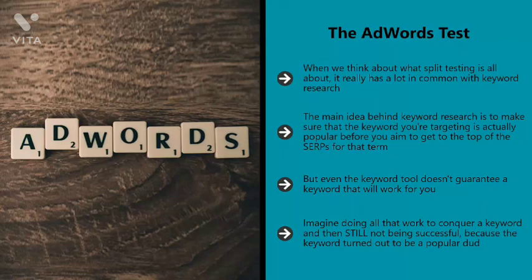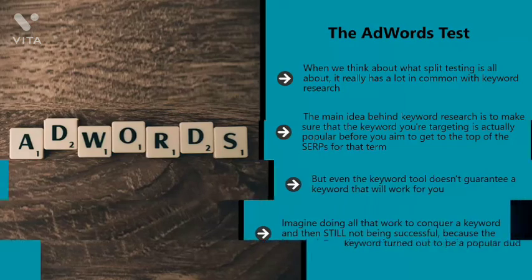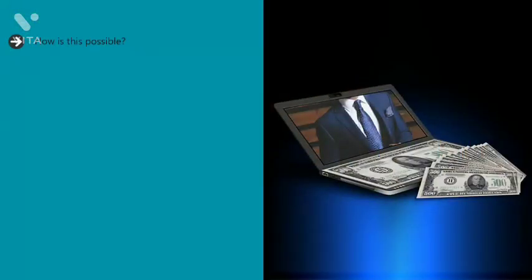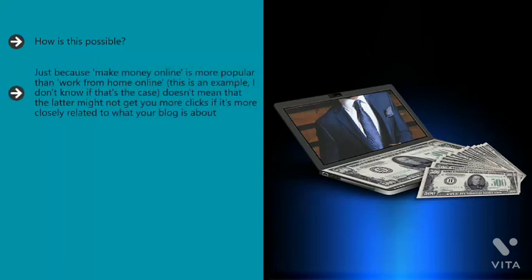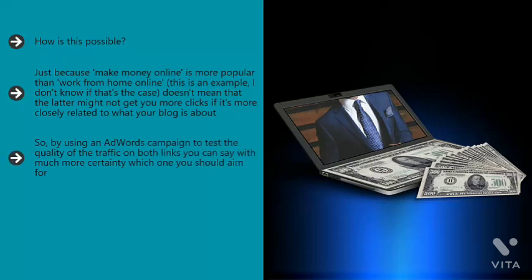So instead, why not try spending a week at the top of a few and then choose the best one? How is this possible? Simple. By using AdWords to be the sponsored link on a few different search terms and to see which ones bring you the most traffic and the most clicks or sales. Just because make money online is more popular than work from home online, this is an example, I don't know if that's the case, doesn't mean that the latter might not get you more clicks if it's more closely related to what your blog is about. So, by using an AdWords campaign to test the quality of the traffic on both links, you can say with much more certainty which one you should aim for.